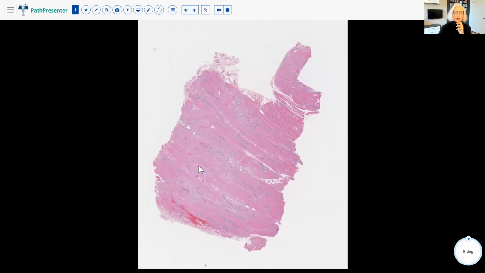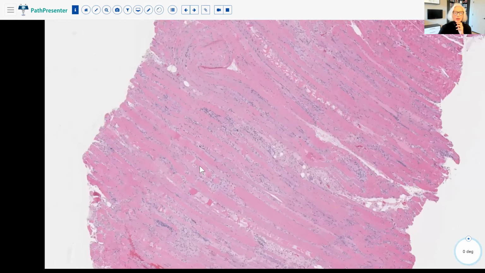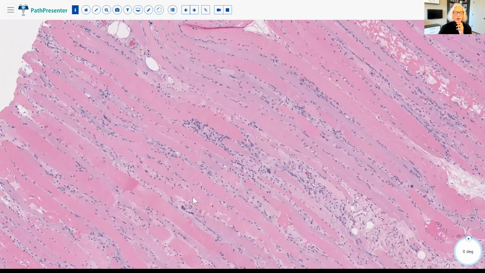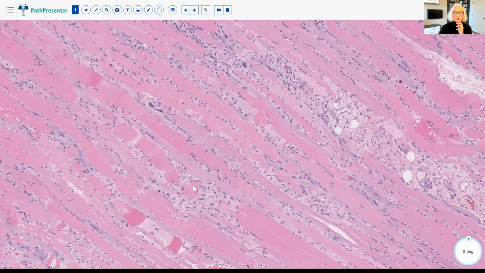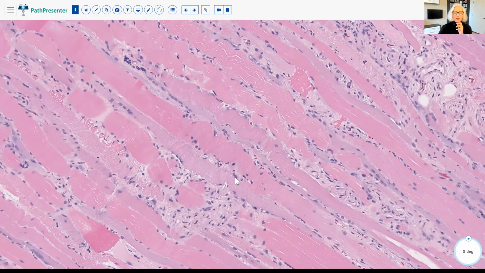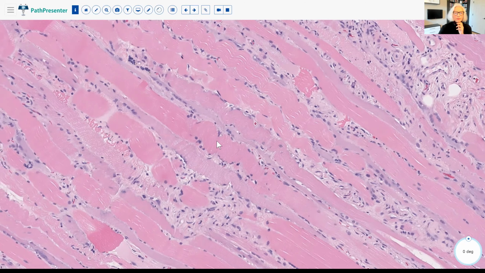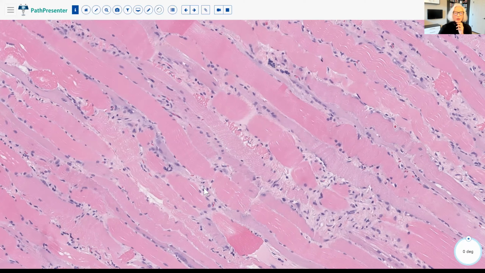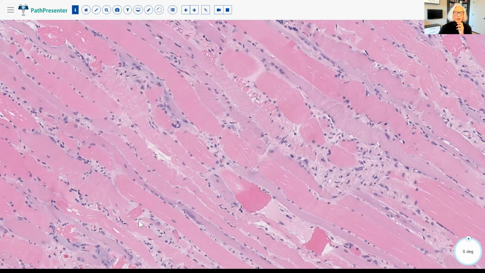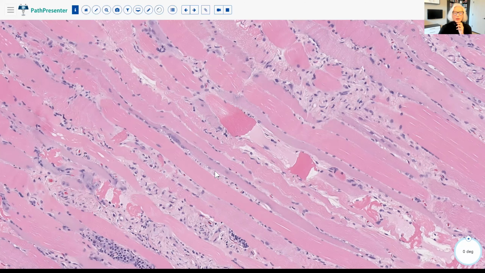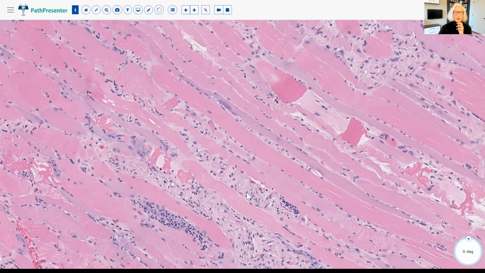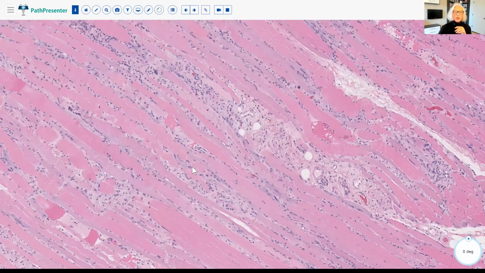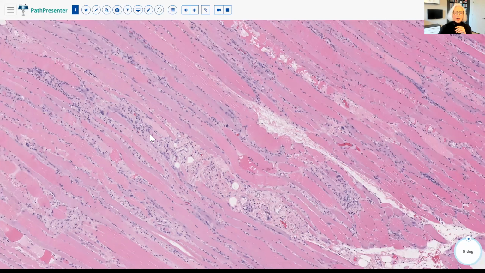Okay, so here is the formalin fixed paraffin embedded H&E. And what you should notice is that we have a lot of regenerating fibers. Here's a nice example of a regenerating fiber. There are many others. Degenerating fibers, here's the one that's undergoing myophagocytosis.